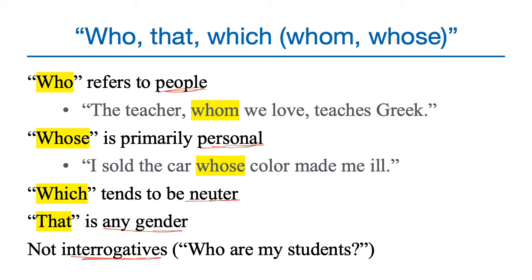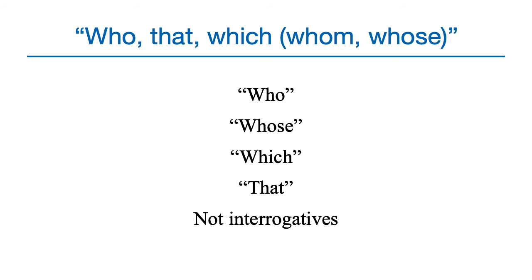But notice, these relative pronouns are not interrogatives. An interrogative would be something like, who are my students? That is a question. Interrogatives means questions. Relative pronouns are not interrogatives, so let's keep that in mind. Again, the English relative pronouns are who, which is personal, referring to people; whose is personal; which is neuter; and that could be masculine, feminine, or neuter. They are not interrogatives, they are not used in questions.